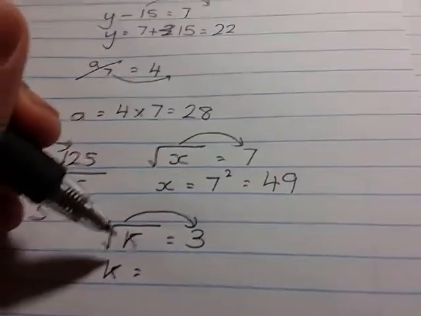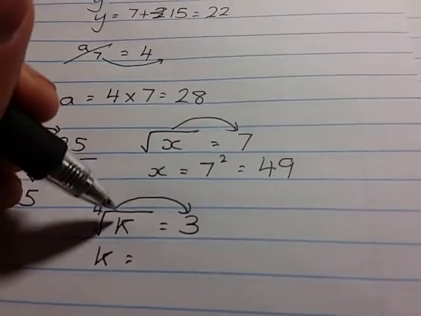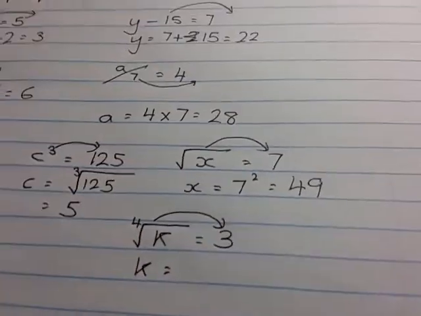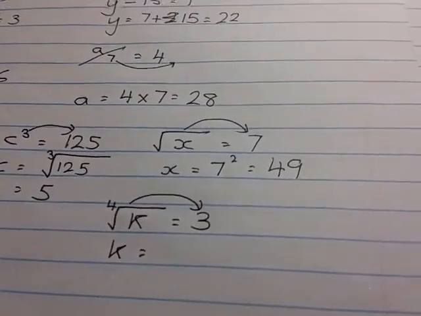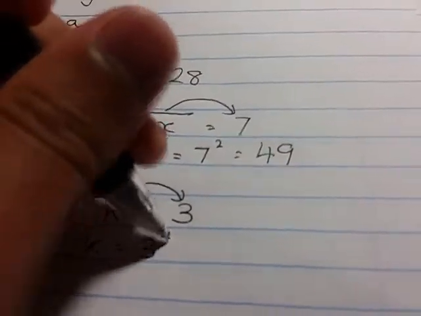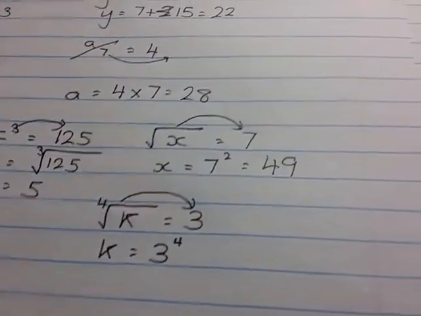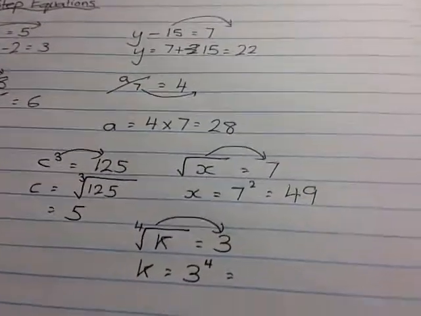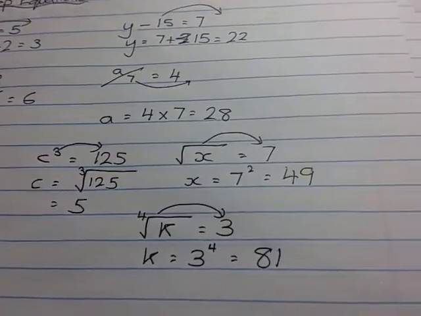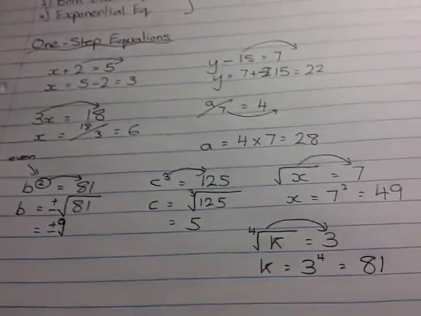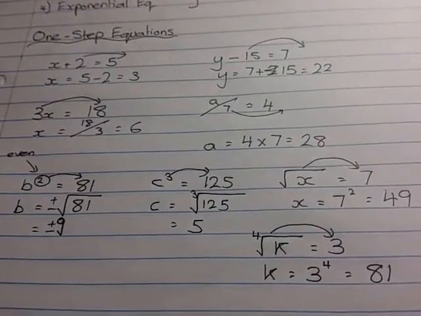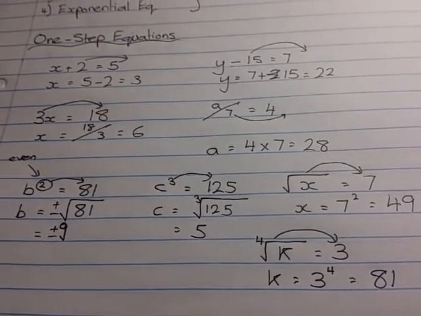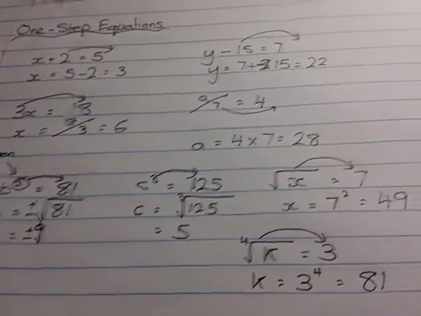Keep the k on the left hand side. Move that fourth root. The opposite of the fourth root is raising to the power 4. And 3 to the power 4 is 3 times 3 times 3 times 3, which is 81. And that there, students, is our demonstration of what happens for solving one-step equations.